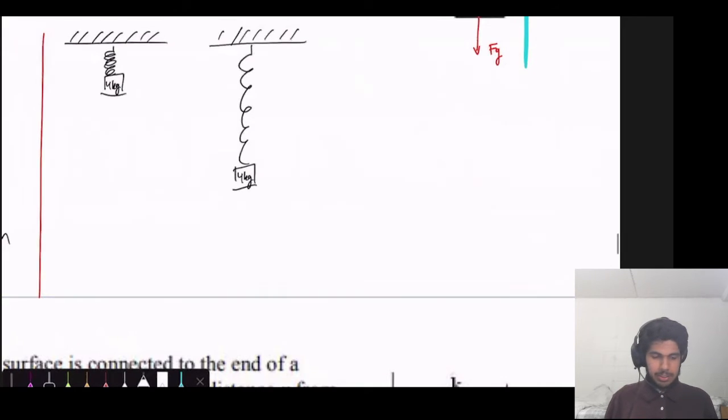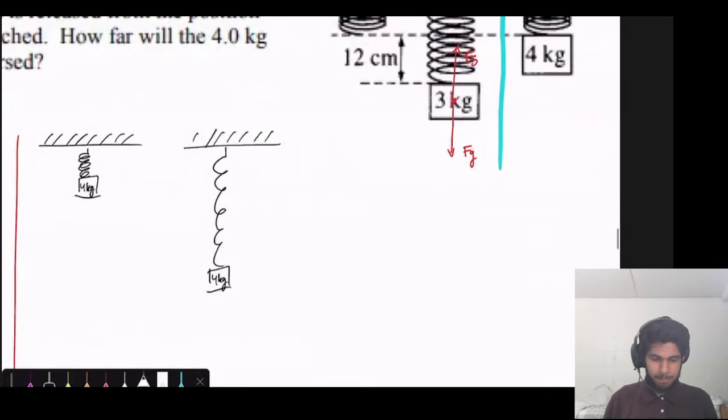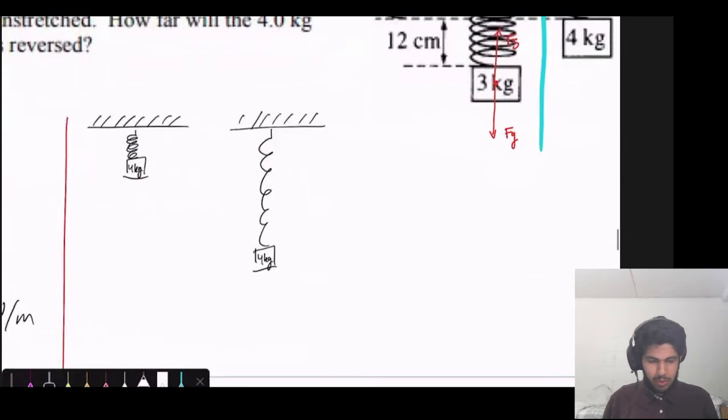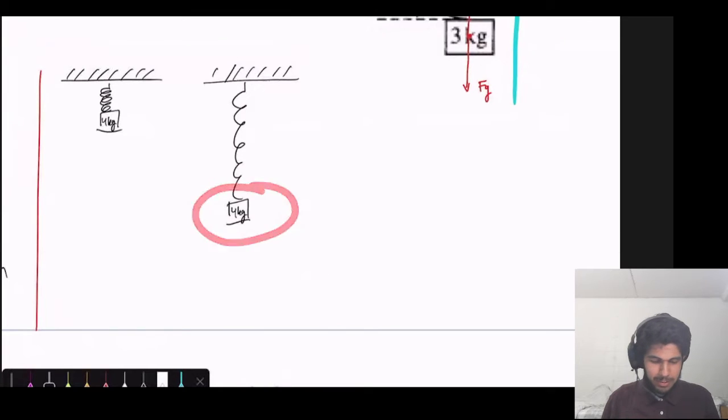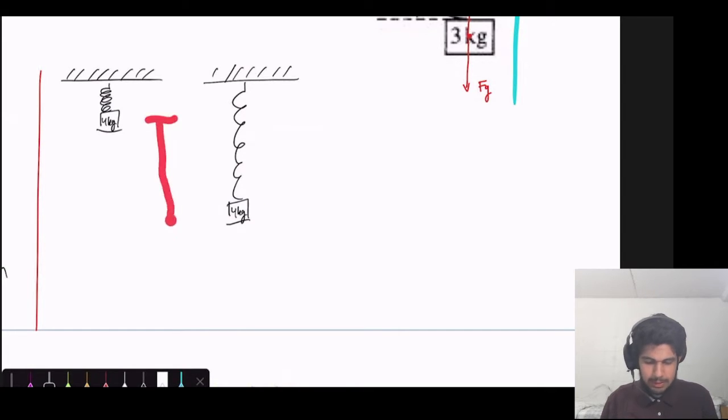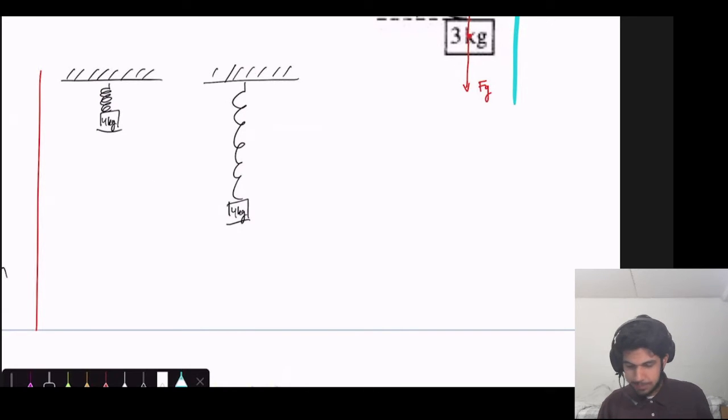Okay, well, how exactly are we going to do this? When we're here, what can we say? Well, the block is temporarily stopped, which is fine, but we're trying to solve for this distance here. I think we can probably use conservation of energy.